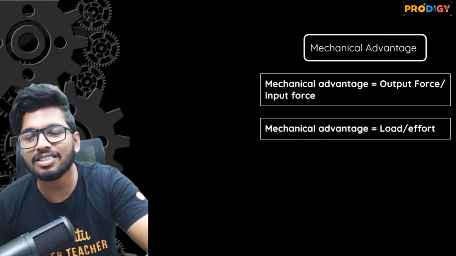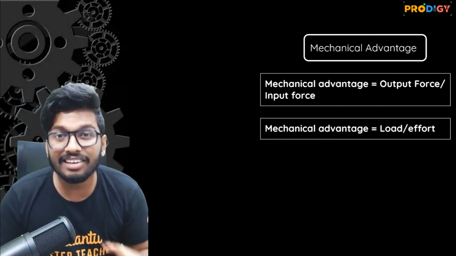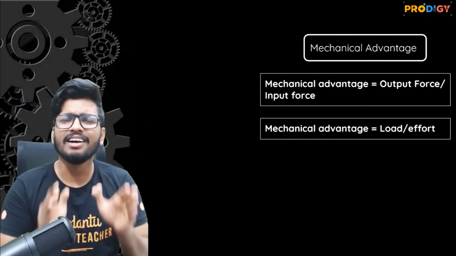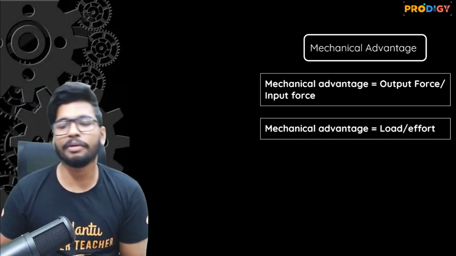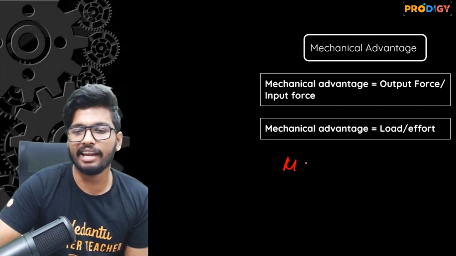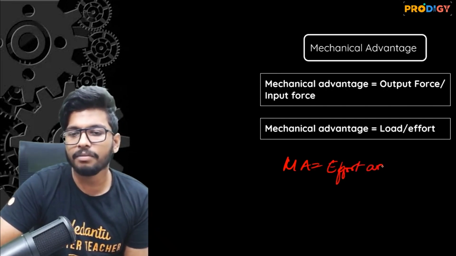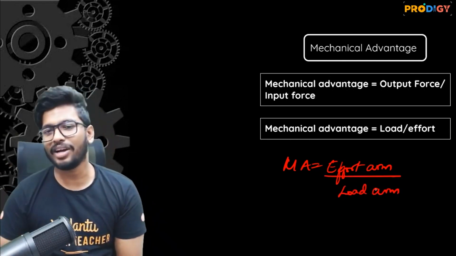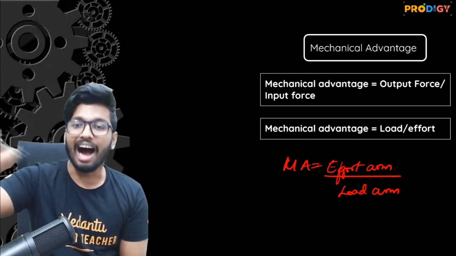And that loss, or that efficiency, that comparison that you get, the ratio of that is what is your mechanical advantage. It is nothing but the ratio of output force divided by the input force, or it can also be written as load by effort, or it can also be written as mechanical advantage is equal to effort arm divided by load arm. So it can be either of these three equations: either output force by input force, or load by effort, or effort arm by load arm.